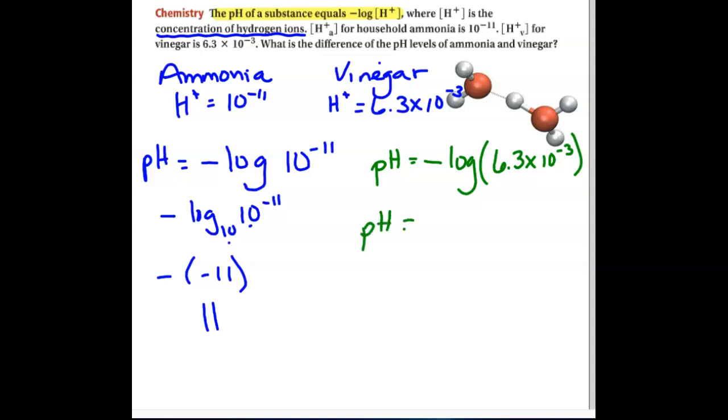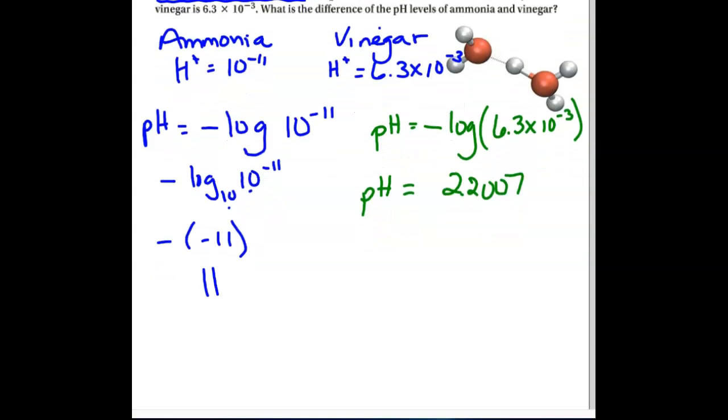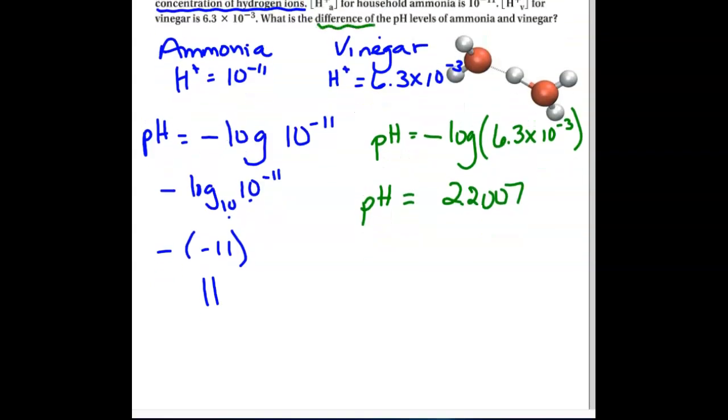All right, so we should get a pH here of 2.2007. And then it asked for the difference in the pH levels between ammonia and vinegar. So we would take 11 minus 2.2007, and our difference would be 8.7993.